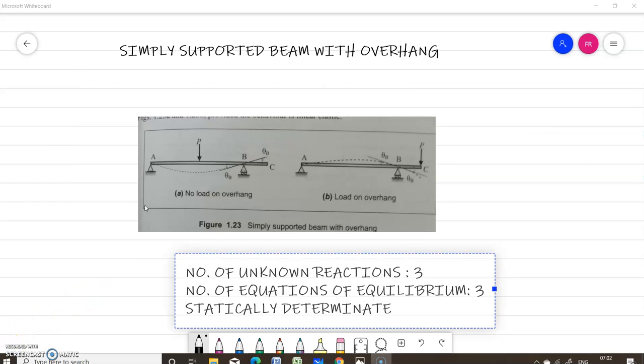Next type of beam is a simply supported beam with overhang. So in some cases the structure may protrude beyond one or both knife-edge supports. The extended portion is termed as an overhang. So here you have a pinned or hinge support, here you have a roller support. So for this support you have two unknowns, and for roller support one unknown. So total number of unknown reactions is 3 and number of equations of equilibrium is 3. So this is a statically determinate beam.